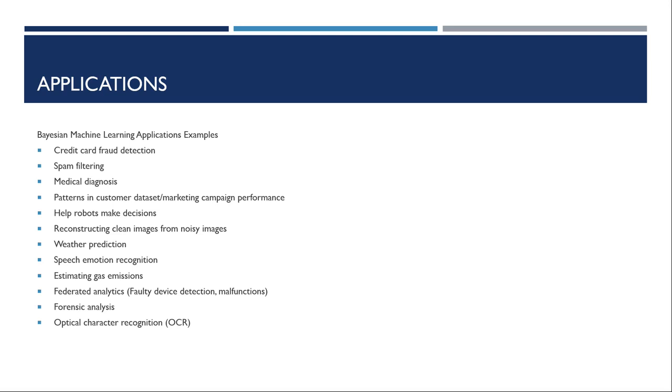In conclusion, Bayes theorem is a powerful tool in machine learning that allows us to reason under uncertainty and make decisions based on probabilistic reasoning. By understanding and applying Bayes theorem, we can improve the accuracy and reliability of our machine learning models and make better decisions based on the data.